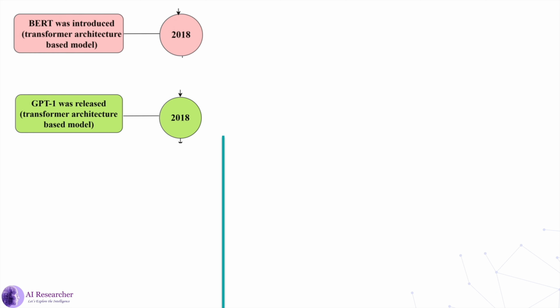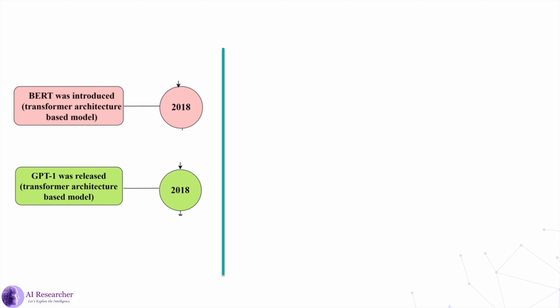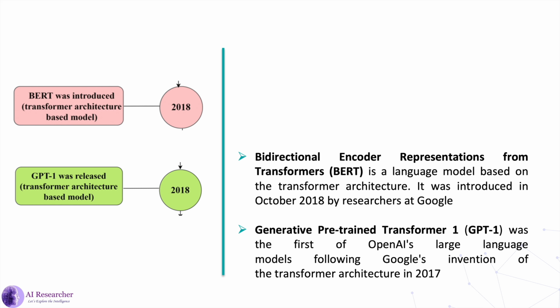Then in 2017 the transformer architecture came into the picture, which is based on the attention mechanism. In 2018 two models were released: the generative pre-trained transformer, that is GPT-1 by OpenAI, and Bidirectional Encoder Representations from Transformers, BERT, by Google. Both used a transformer architecture with a different approach: GPT for generative tasks and BERT for understanding context. BERT is a language model introduced by Google researchers. I have also created one video on transformer architecture. You can watch that later.